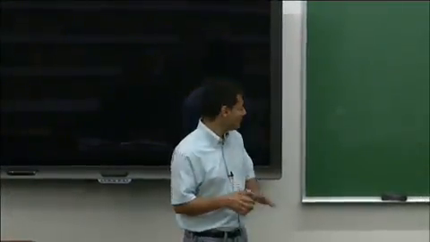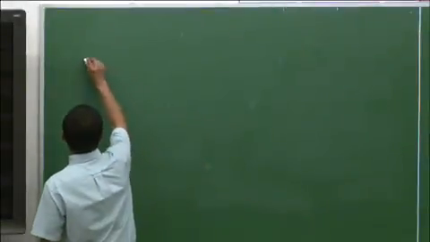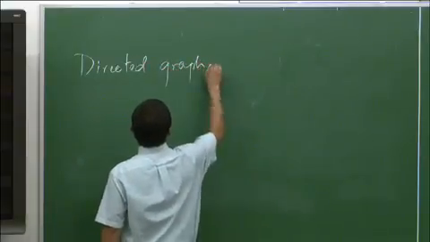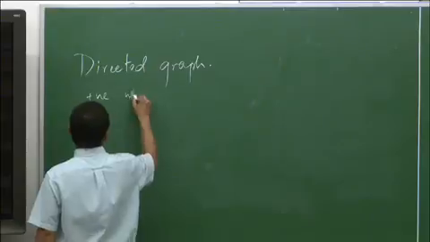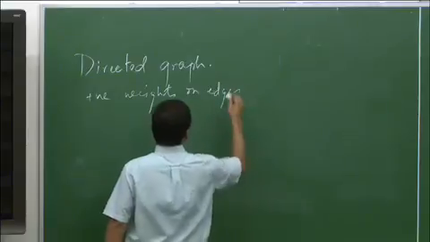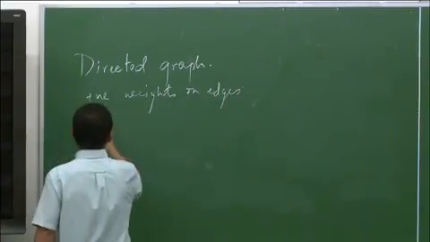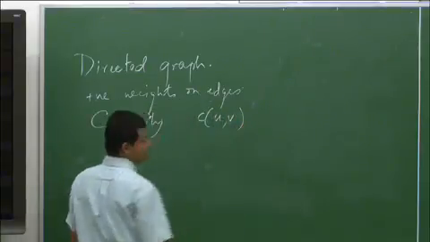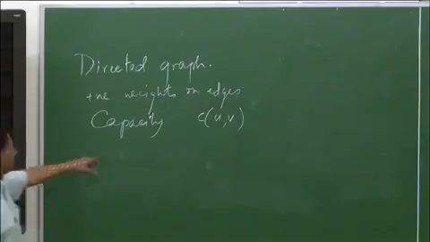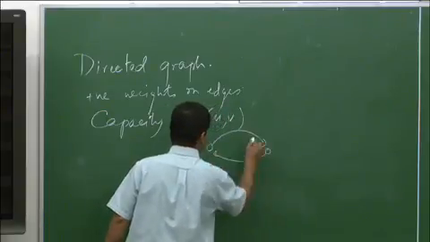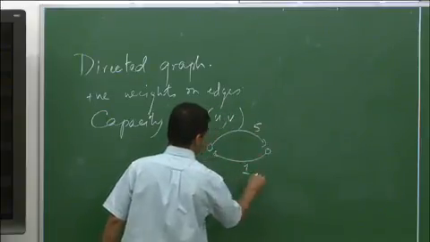So let me quickly remind you exactly what the framework was, so that you can get back into the game. You are given a directed graph. You are given positive weights on edges. You are calling these capacities, c(u,v). These are not symmetric, so you can have a large capacity going one way and a small capacity going the other way. So, for example, something like that.